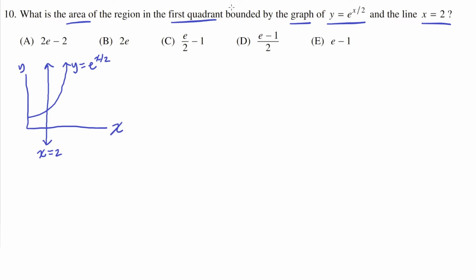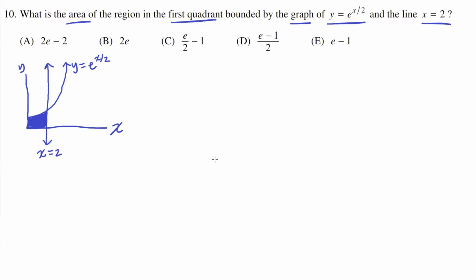So we need to find the area of the region in the first quadrant bounded by these two graphs. And after drawing, we see that this is the region that we need to find the area of. This region bounded by the first quadrant and these two graphs.